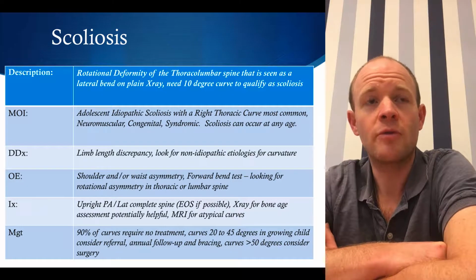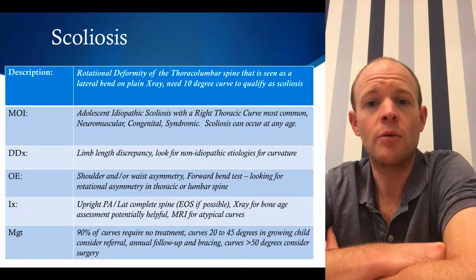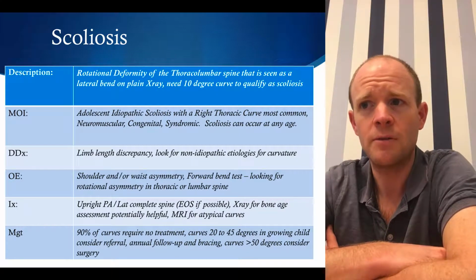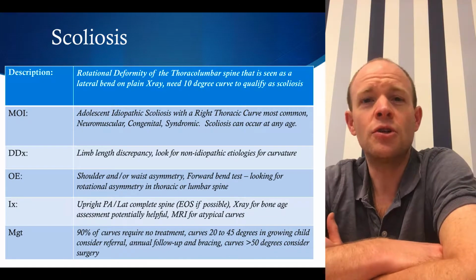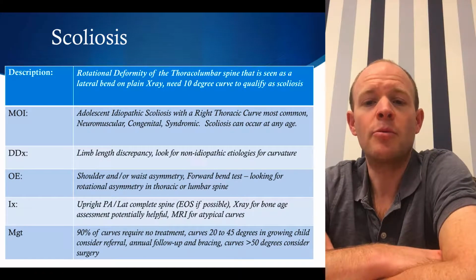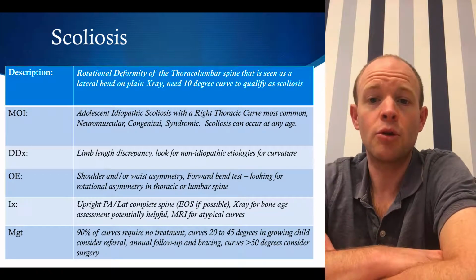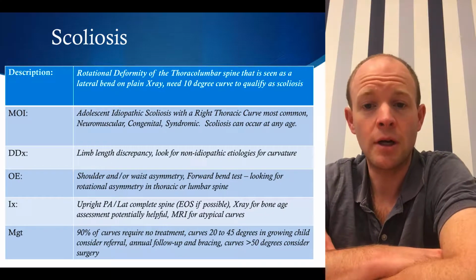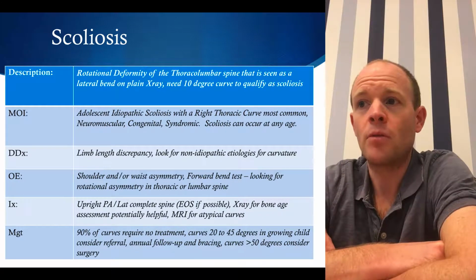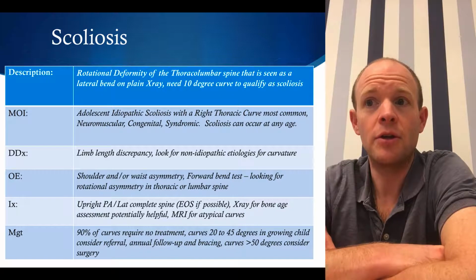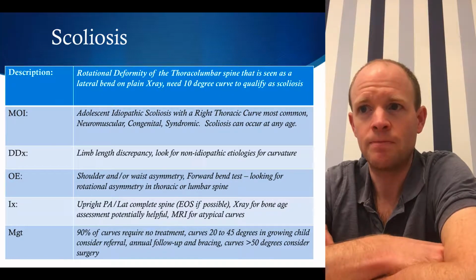The most common type of curve is a right thoracic curve and will present with a right thoracic prominence on forward bending, called the Adams forward bend test. Things you need to look out for that may present similarly is a leg length discrepancy that can push one set of shoulders up compared to the other side. Then also looking for non-idiopathic etiologies for the scoliosis.